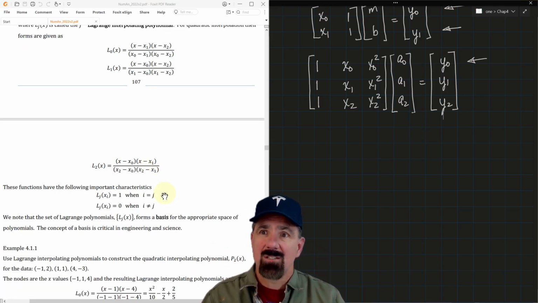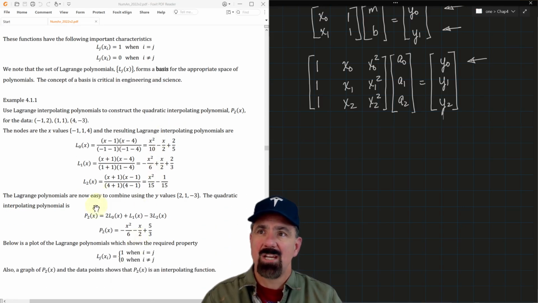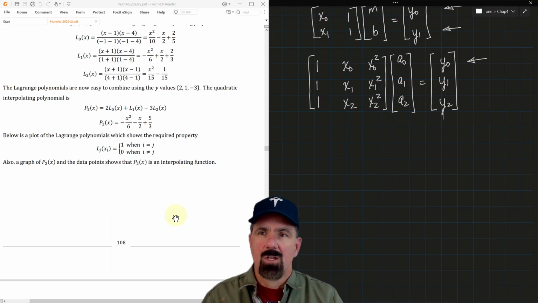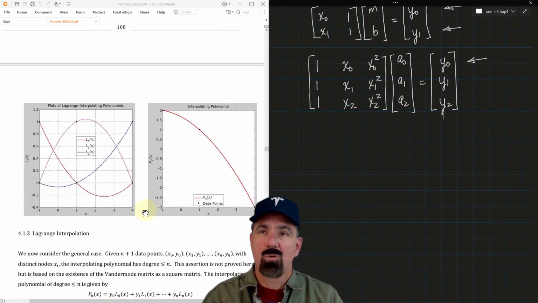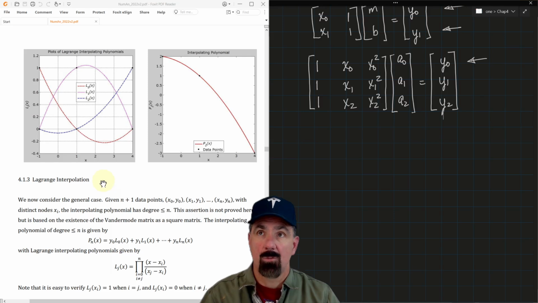And the result is, this is a basis. We have a basis, and what we do is we construct the polynomial for interpolating as a linear combination of the bases. And that's what we see here in this example. This is a demonstration of the linear combination. So the graphic on page 109 shows you how these Lagrange interpolating polynomials are built.